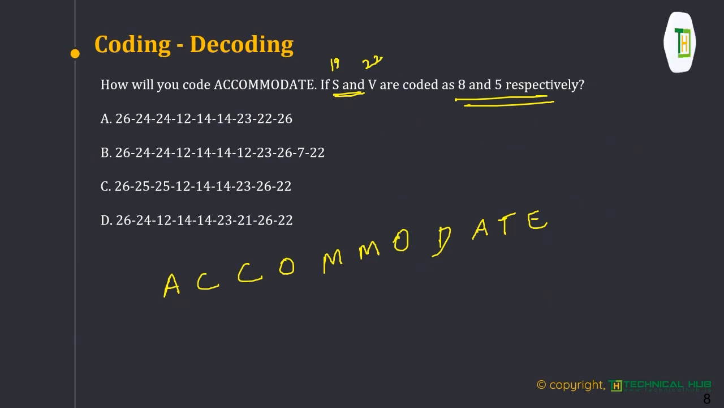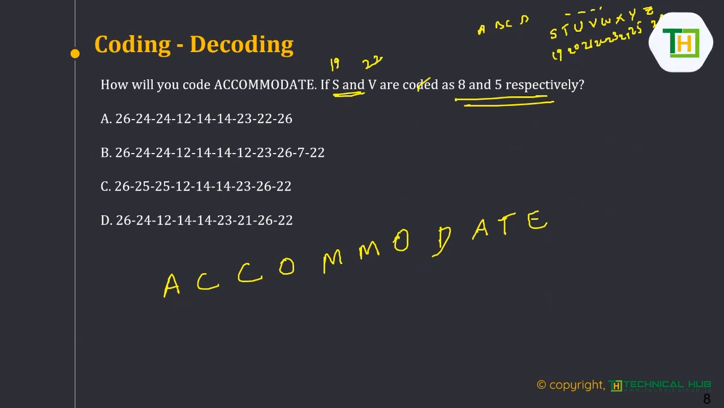So 8 and 5 mean, let's observe the alphabet series. There are 26 alphabets in total: A, B, C, D and so on to Z. Z is 26, Y is 25, and I can write S T U V W X. X is 24, 23, 22, 21, 20, S is 19. So these are the original positions.